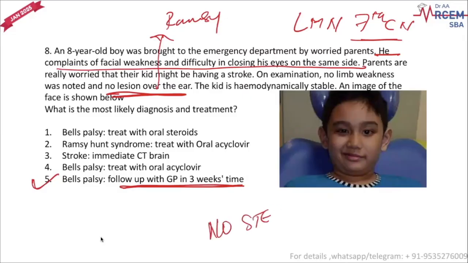Remember, no steroids are given in the pediatric age group.